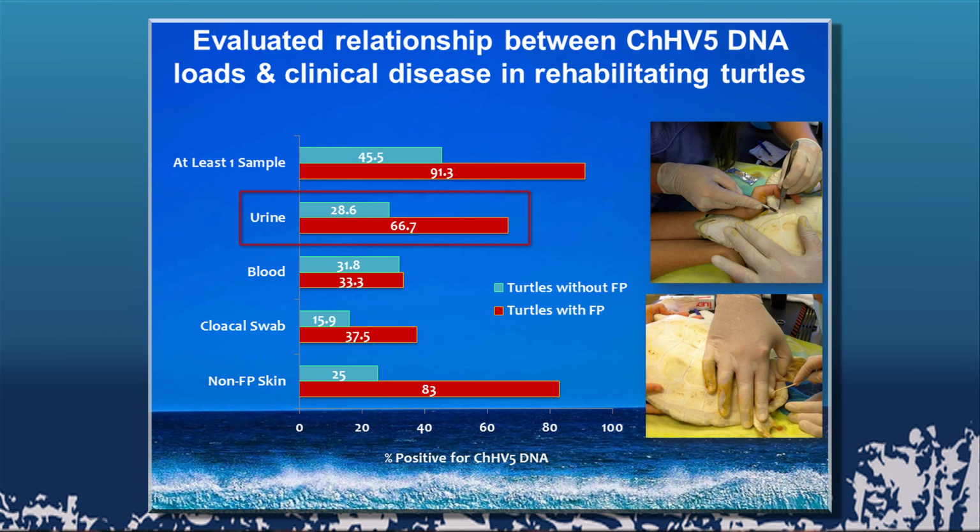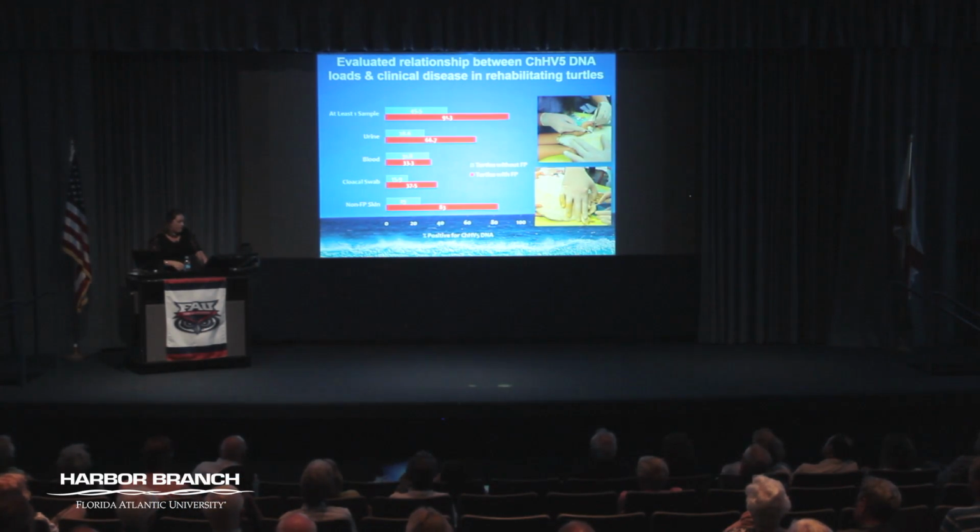Interestingly, we found viral DNA in urine samples, which has never been described before. We found viral DNA in blood, which has never been described before for this disease. In cloacal swabs, again, a novel finding. And we found it in a lot of skin biopsies, which is something that we had found with previous studies, but it just supported the data.